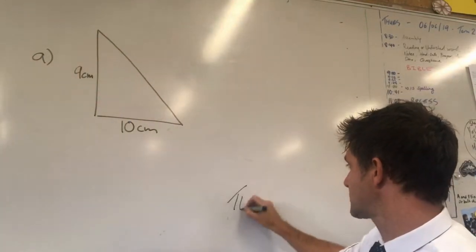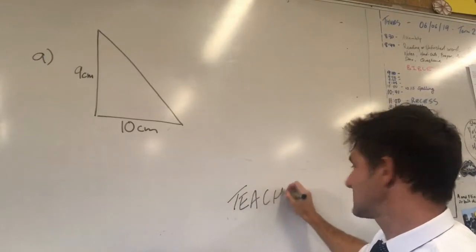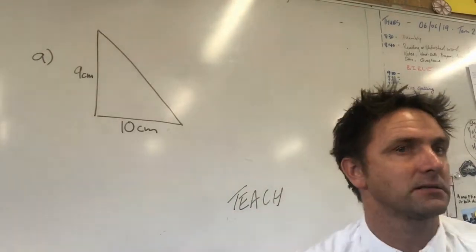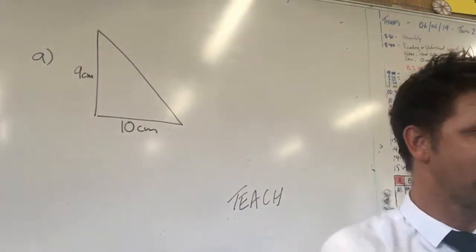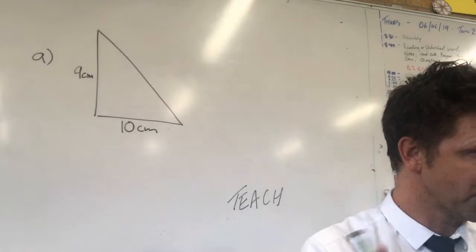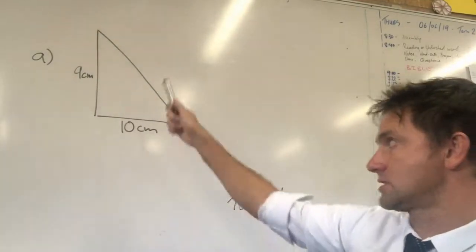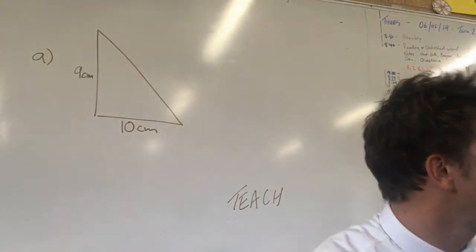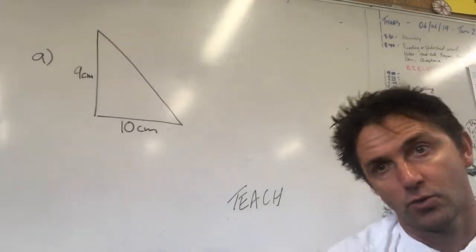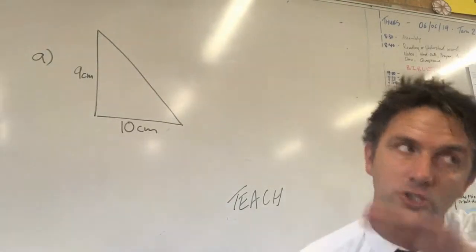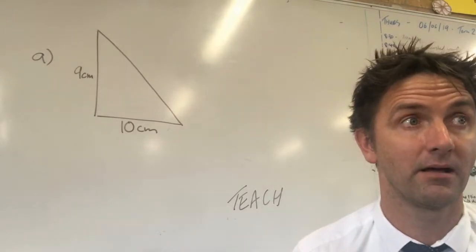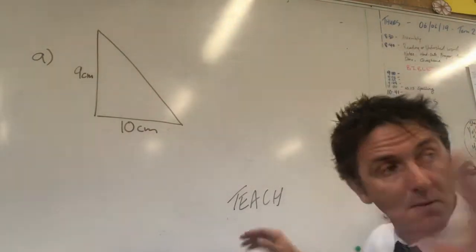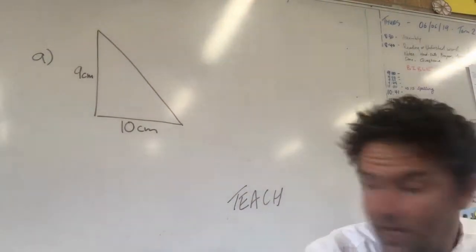I'm going to write down teach because that's what we do now. We're in the teach phase. It's going to be 9 centimetres by 10 centimetres. Doesn't need to be perfect. Just a picture of a triangle with those numbers there. You don't need a ruler. It's not to scale. Have we done that? Yes. Great. Next thing, I'm showing you how to do it.